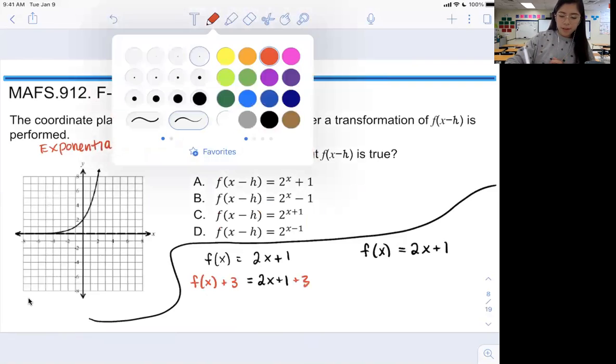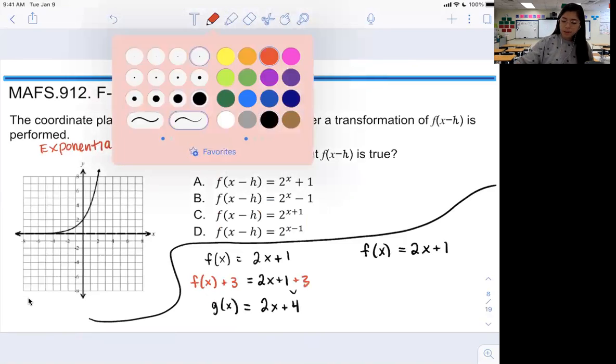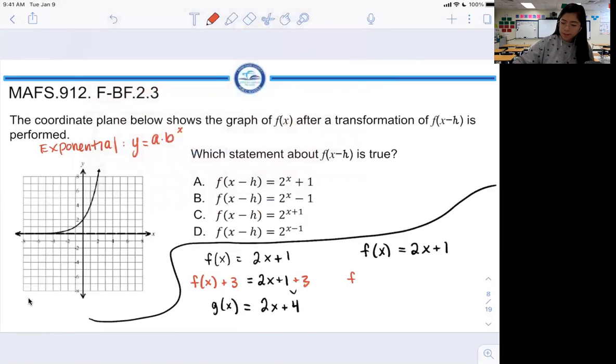Well, when you add 3, we end up with 2x plus 1 plus 3, which is 2x plus 4. So there's my new function. I'll call it g of x. When you move up 3 units, the y-intercept goes up 3 units. Now I'm going to do a very similar thing, but this time I'm going to do f of x plus 3, where 3 is inside the parentheses.